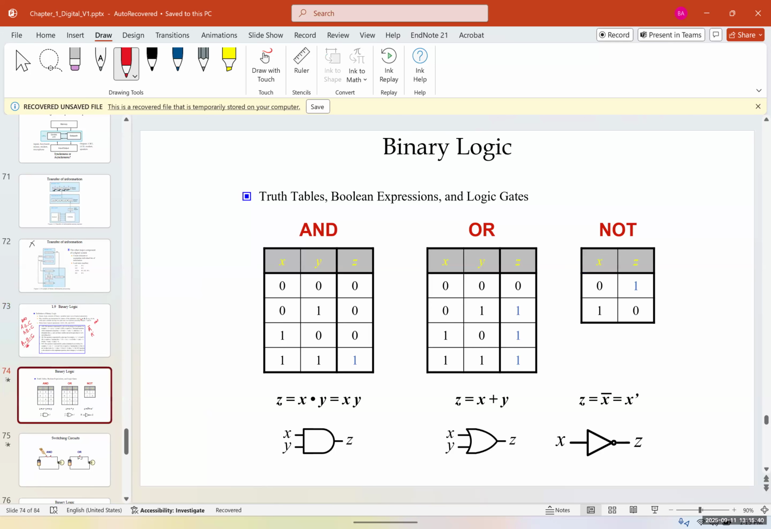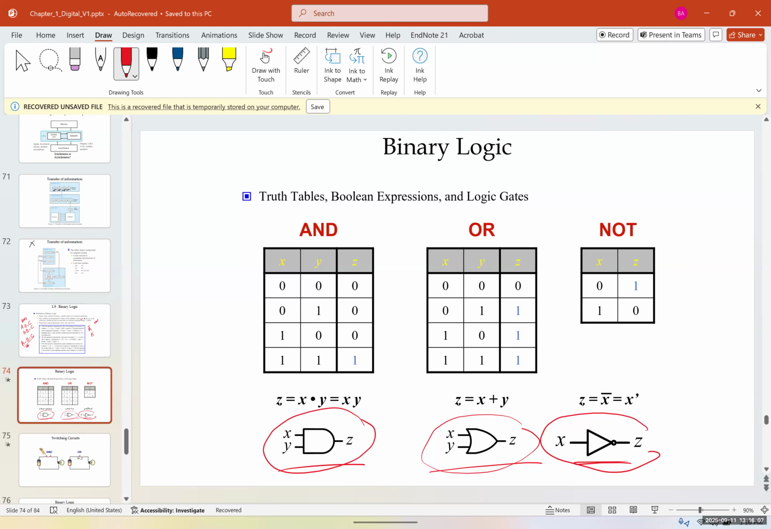Now, we show these binary logics with the binary logic gates. We have AND, OR, and the NOT logic gate. The AND logic gate we show like this, OR we show like this, and the NOT is shown like this.